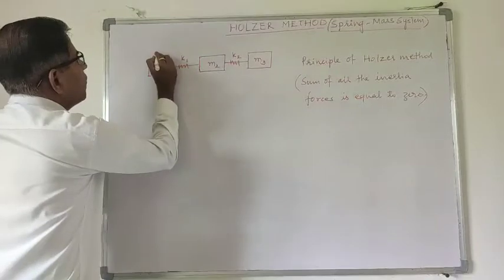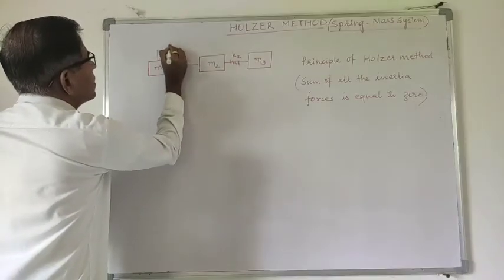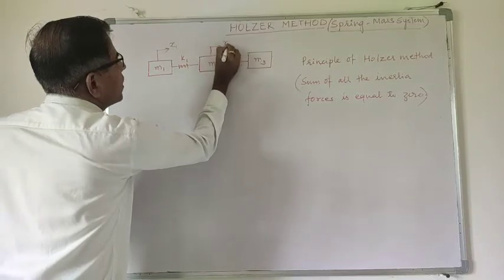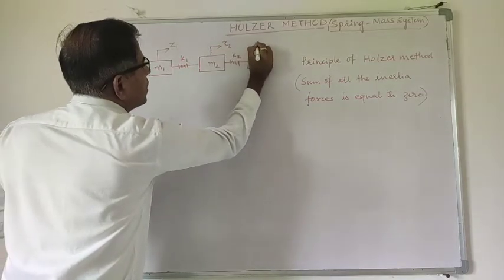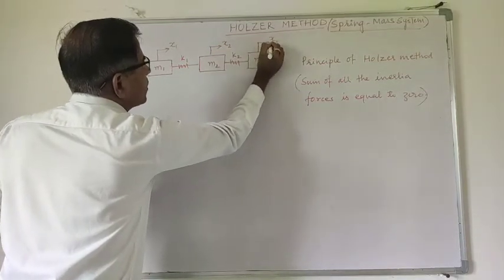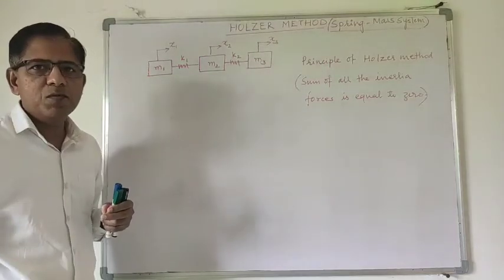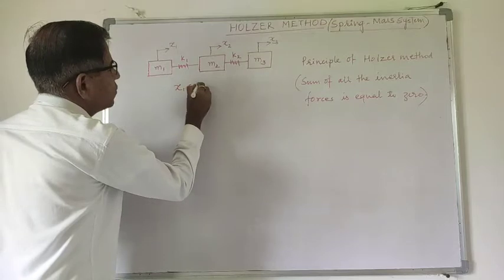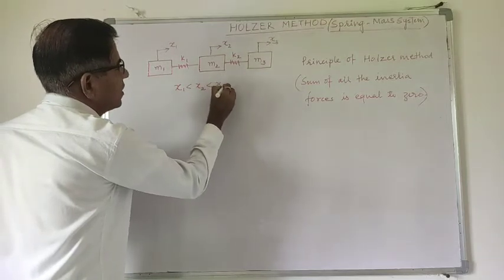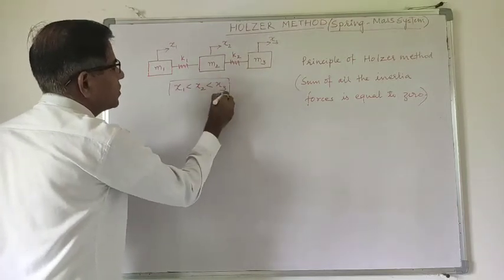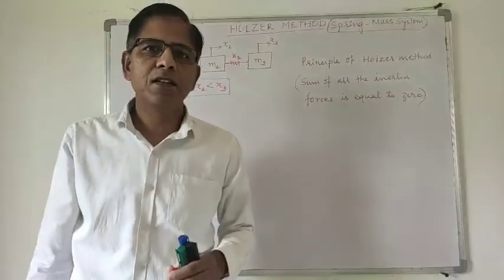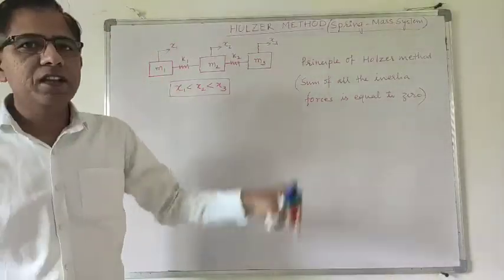So M1 displaces with x1, M2 displaces with x2, and M3 displaces with x3. So these are the three masses and three displacements. Here we are assuming that x1 is less than x2 is less than x3. This is our assumption because at any instant of time we are considering that the displacements are in increasing order.